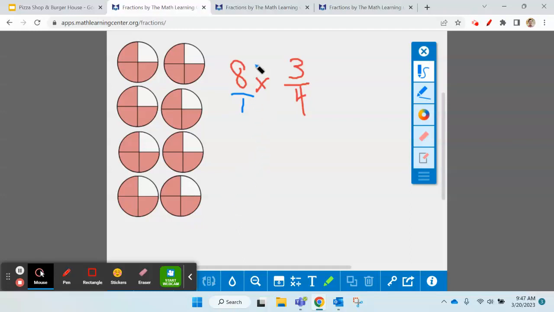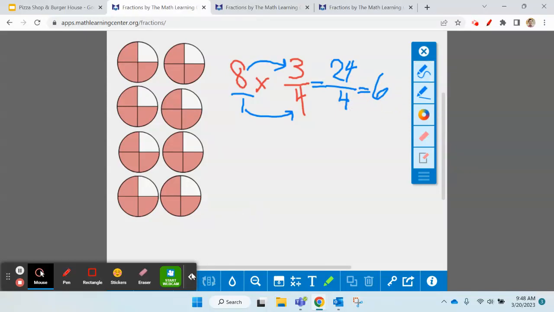You can always pause this video if I'm going too quickly. 8 times 3 is 24. 1 times 4 is 4. Some of you will notice that they're both even, so you can divide by 2 and simplify it. Remember, a fraction is also a sign of division, and 24 is a multiple of 4. So 24 divided by 4 is 6.